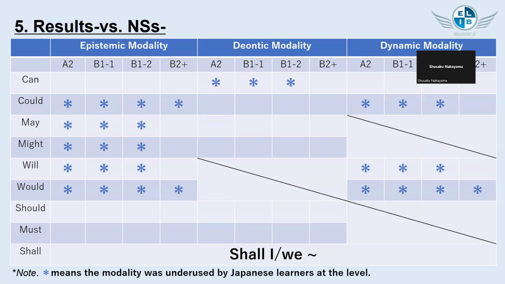A few exceptions were the epistemic modalities of may, might, will, the deontic modality of can, and the dynamic modalities of could and will, because for these modalities, significant differences were not found for learners at the B2 plus.